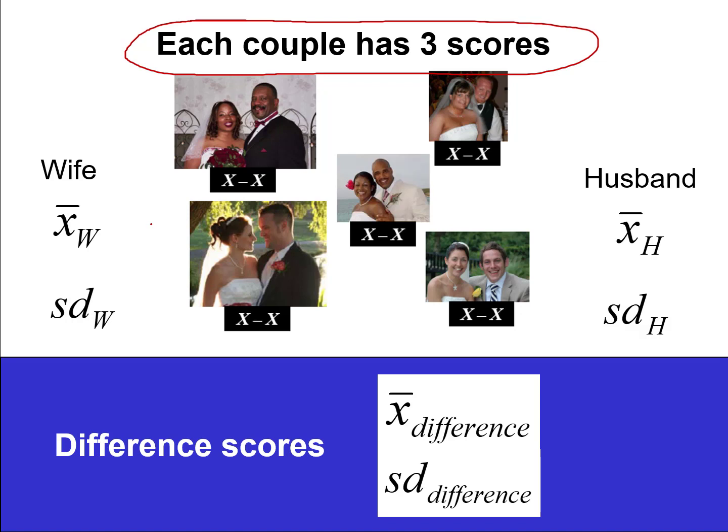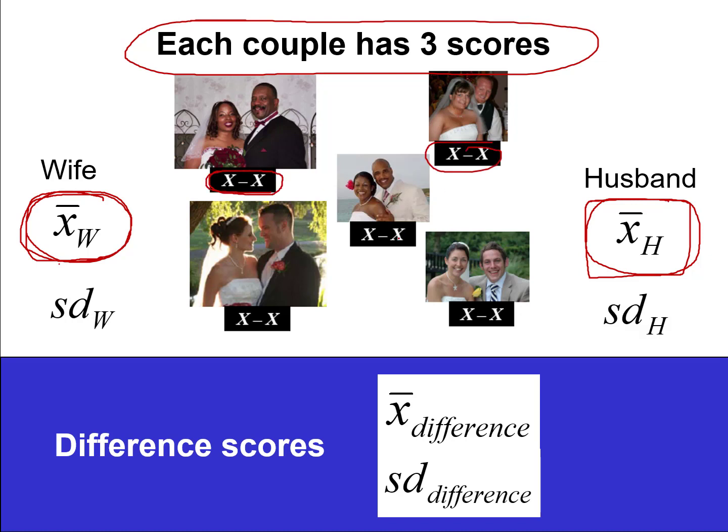That means we can calculate 3 different means. Here I'll circle this as X bar with a subscript W. That would be the mean for the wives in the sample. So if I have a sample of 5 couples, what's the average score for the 5 wives in the sample? And then I could get the mean for the husbands in my sample. If I have 5 husbands, get the mean for the husbands. And then every couple has a difference score, the score for the wife minus the score for the husband. So we've got 5 different scores, and I could calculate the mean of the difference scores for these 5 couples.